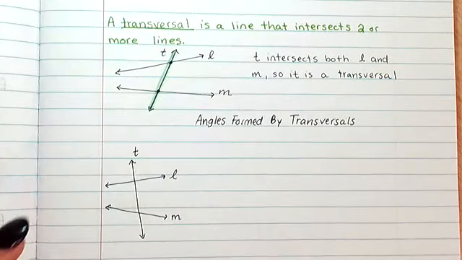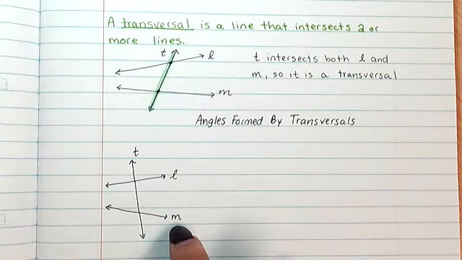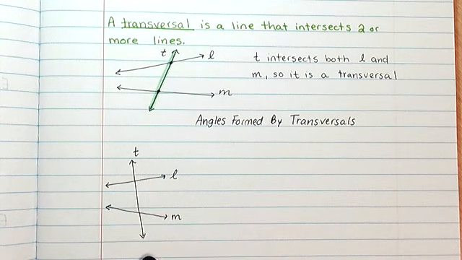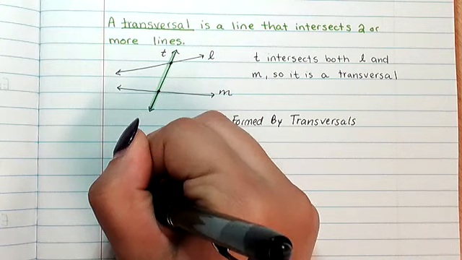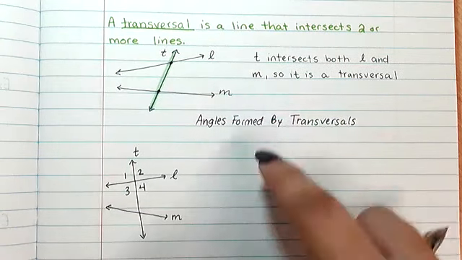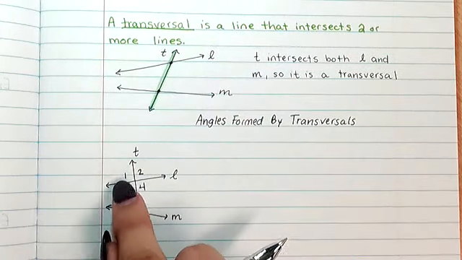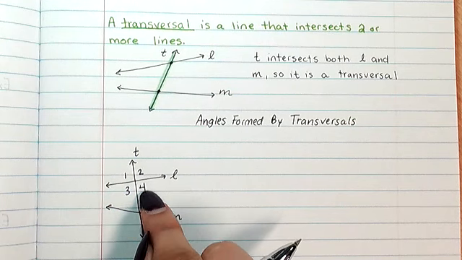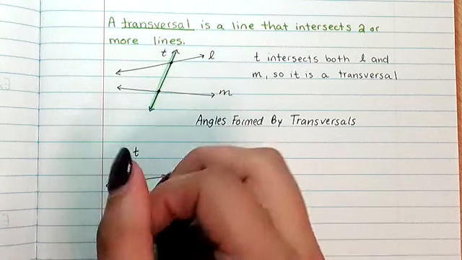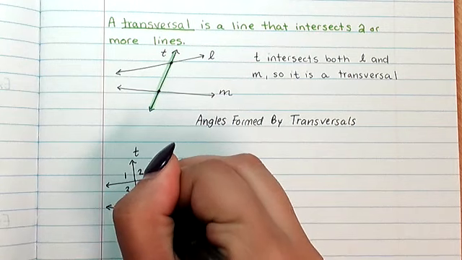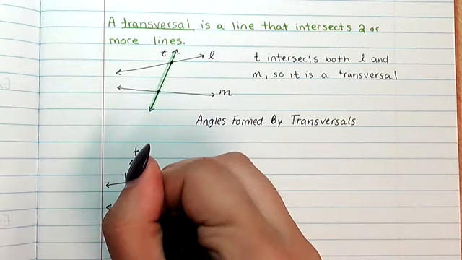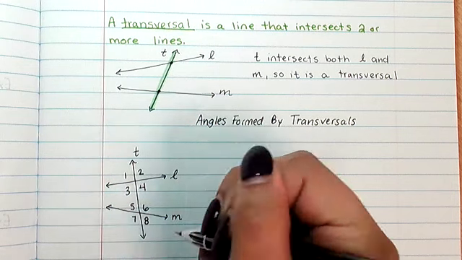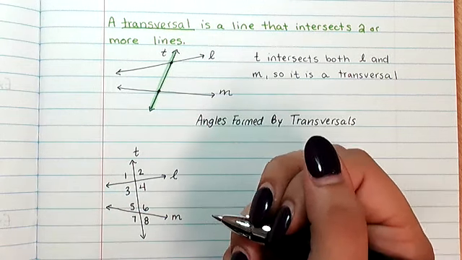All right, so we have essentially the same thing going on here. L and M are being intersected by T. And I'm going to label the angles, just like I did in the pair of intersecting lines at the top of the page. I'm going to label 1, 2, 3, 4, but we see another X down here. So we have 5, 6, 7, and 8. And I think I labeled these backwards.